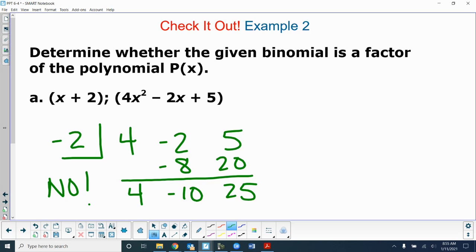You good on that type of problem? Questions? Did I mess up here? Remember, we always add. We multiply and then we add. Multiply, add. Synthetic we add, long division we subtract, right?